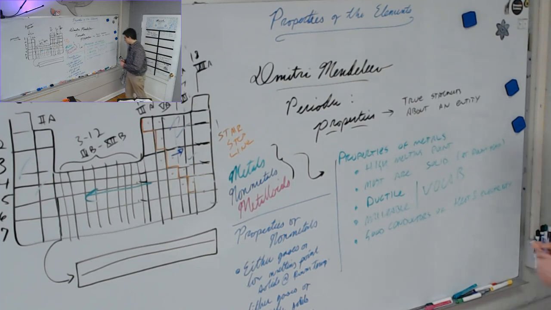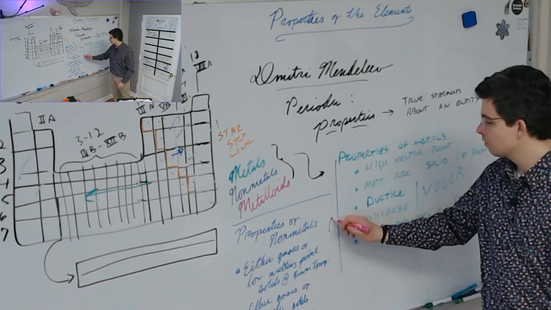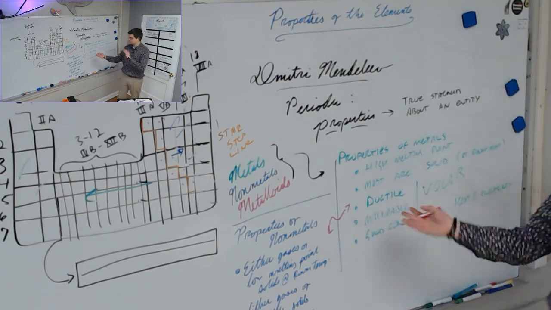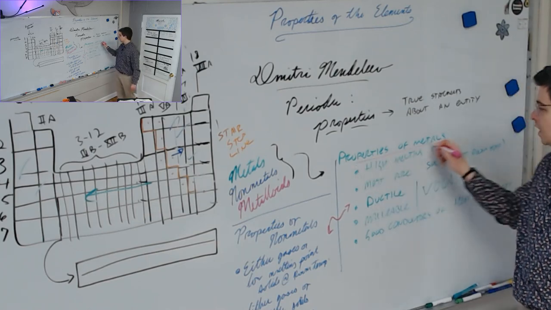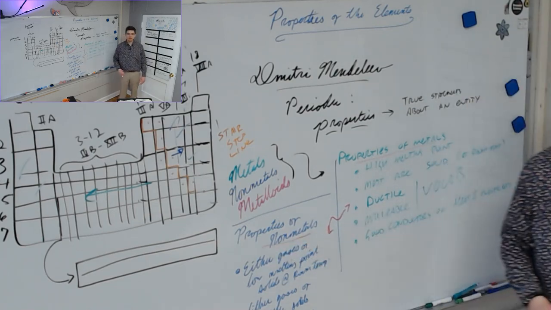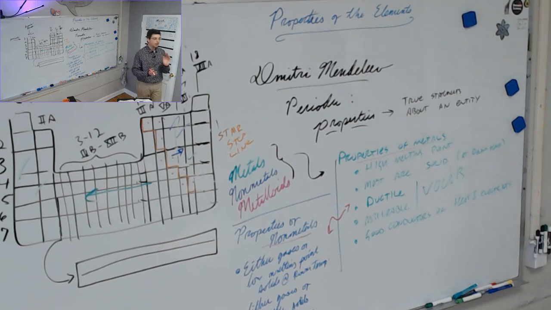And then, this is going to make it a lot easier. What's true of metalloids? What are the properties of metalloids like? Some properties of metals, and some properties of nonmetals. Each metalloid has properties either in between that of a metal and a nonmetal, or it has some properties of a metal and some properties of a nonmetal.